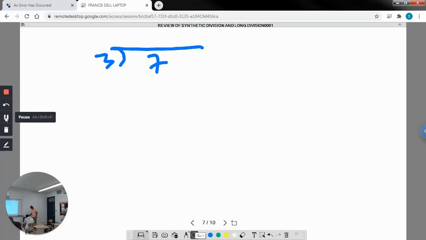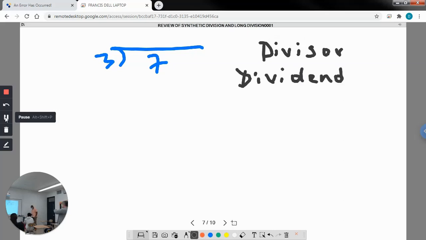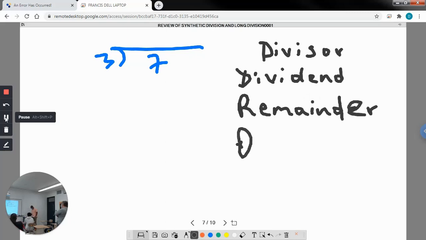And when you're done, I want you to state what is your divisor. State what is your dividend. I want you to state what is your remainder, if you have any. And I also want you to state what is your quotient. Very important words in terms of what we're doing here, right? So your divisor, your dividend, your remainder, and your quotient, okay? You must know what these are. If you don't know what these are, then you're going to have a problem with everything that we're going to do after now, okay?